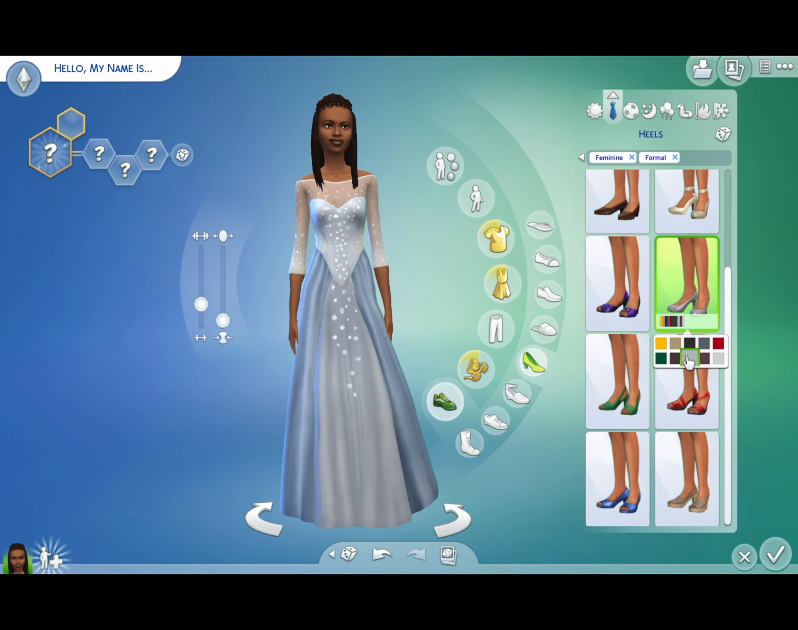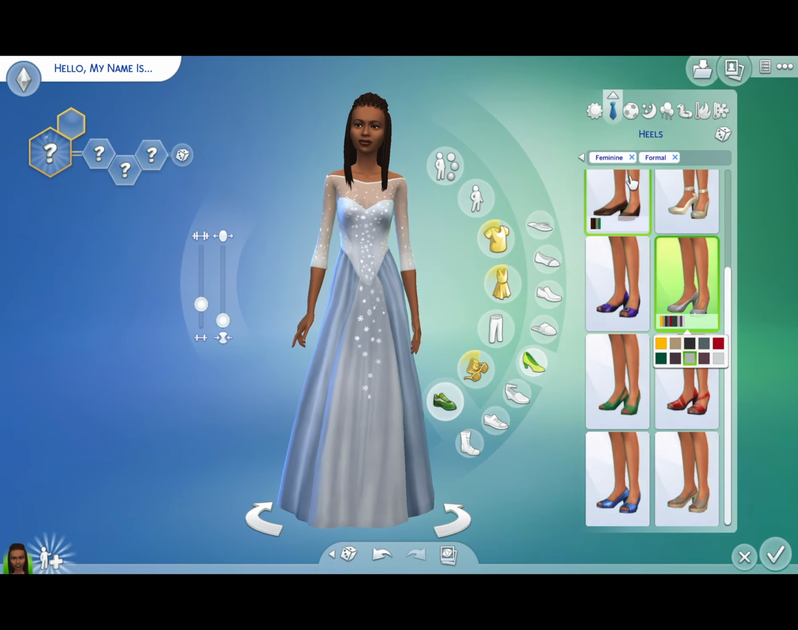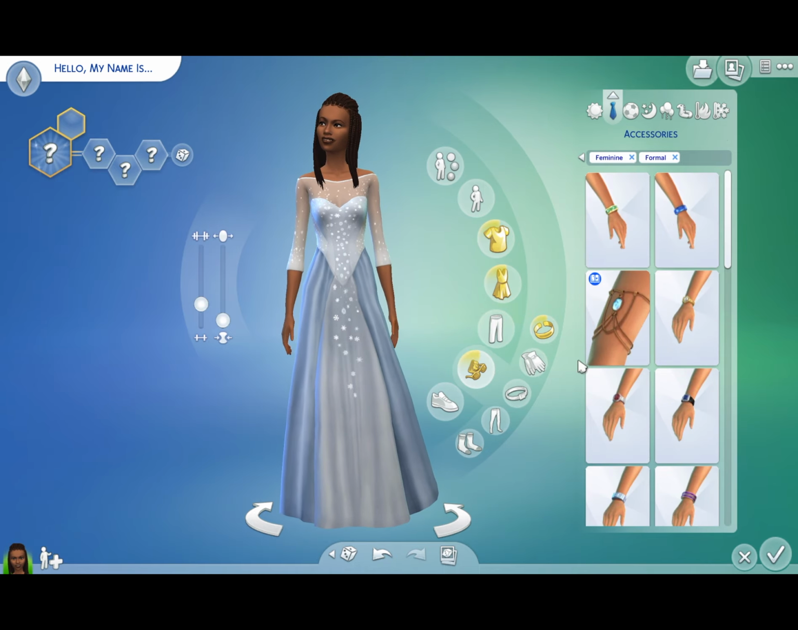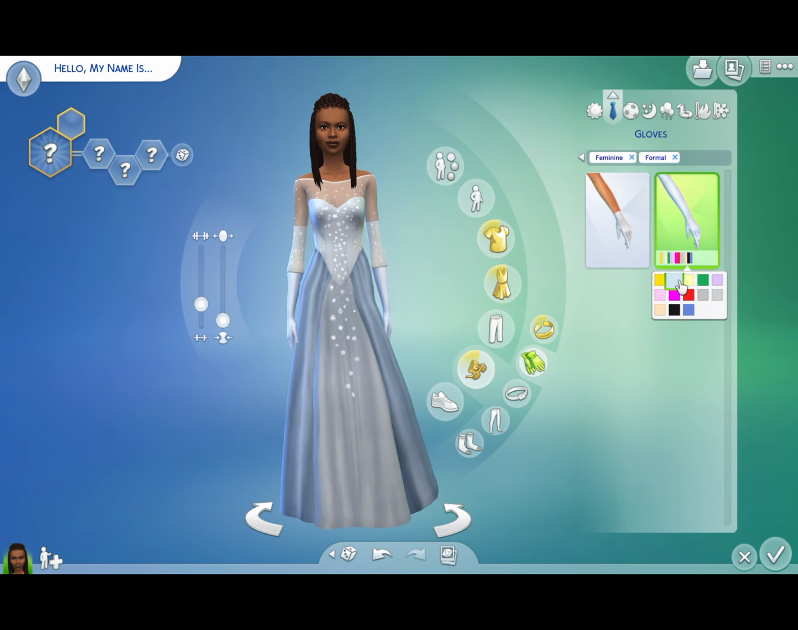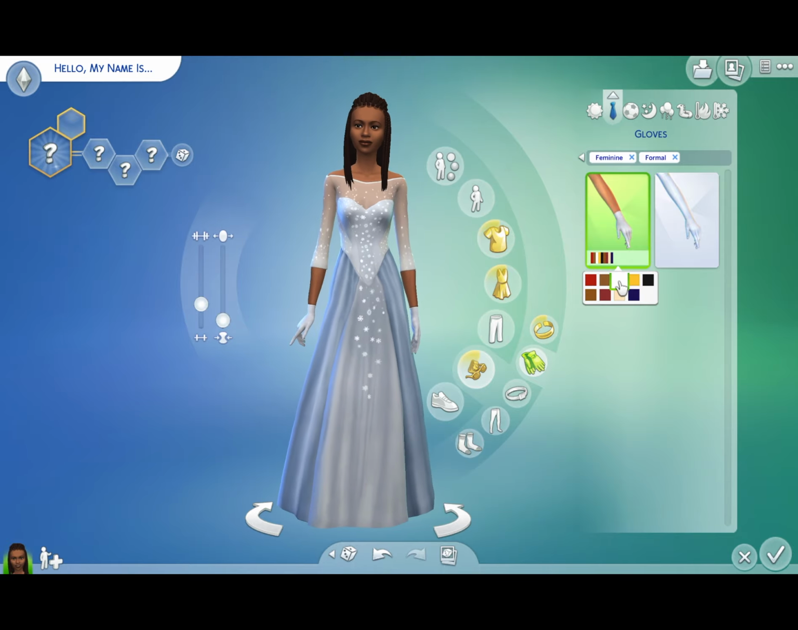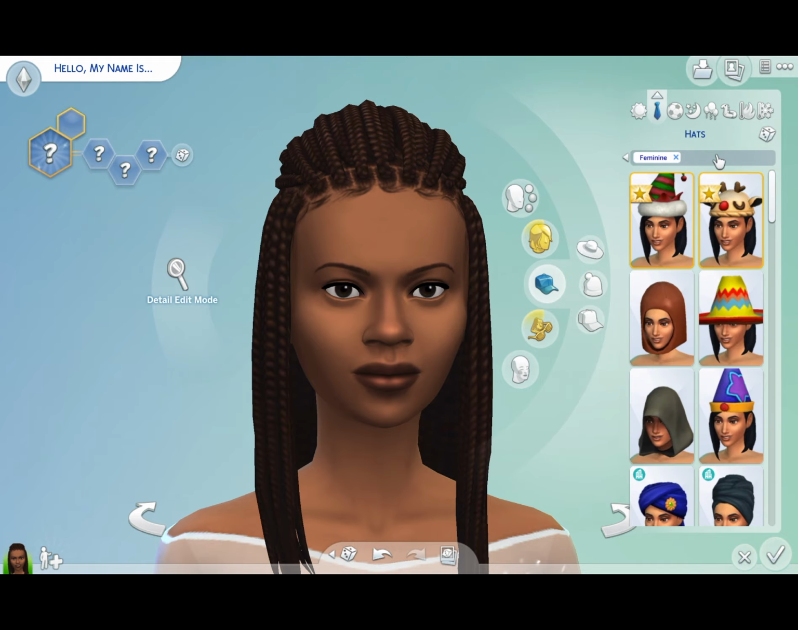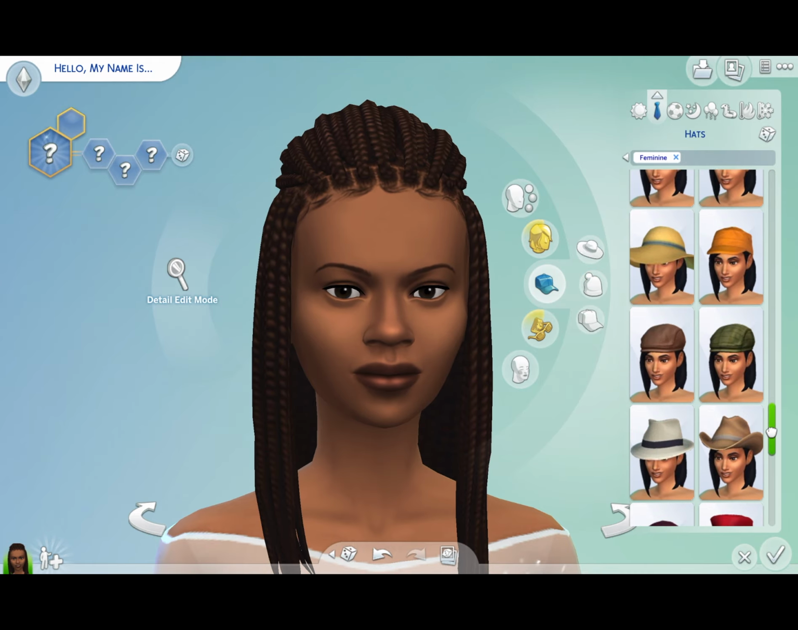And of course, I had to create her ball gown. So this was the one gown that I found the closest to the one that we all know Cinderella for. And I wanted her to have long gloves, but because the sleeves on her dress were already long, I decided to go with short gloves.